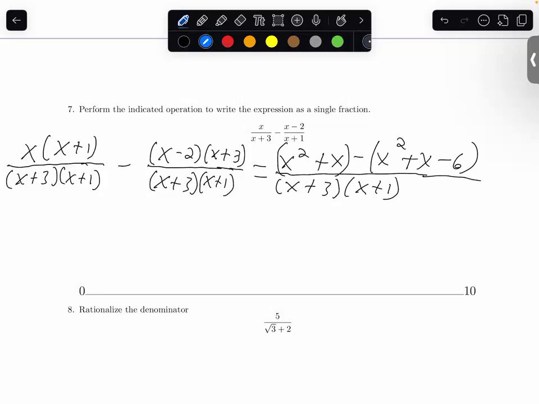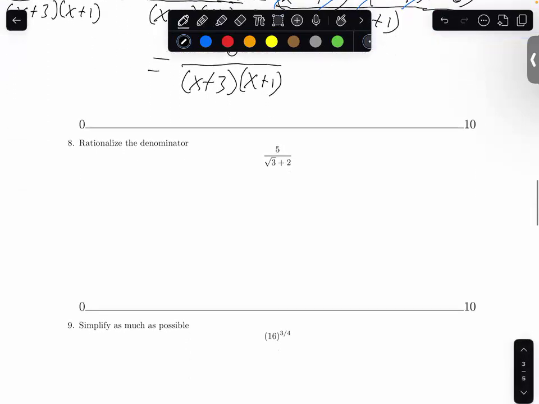So simplifying this, yes, these x squares cancel, these x's cancel. So all that we're left with in this fraction is -6, so +6, divided by x plus 3 times x plus 1.